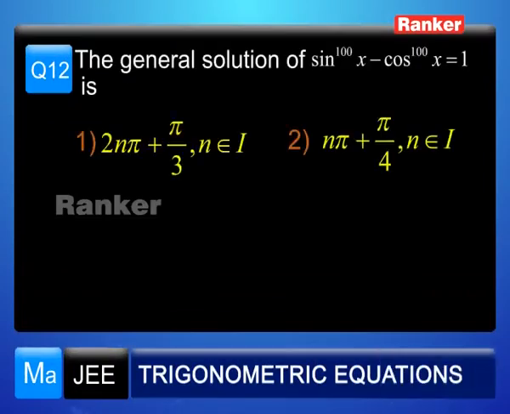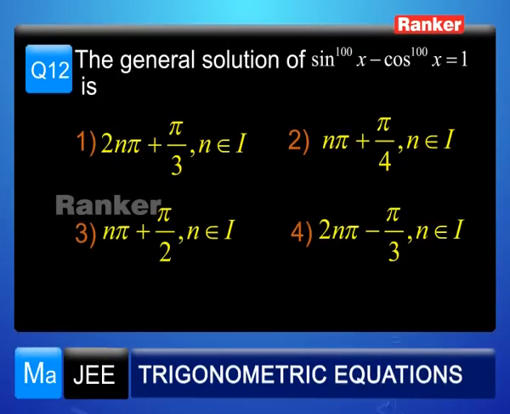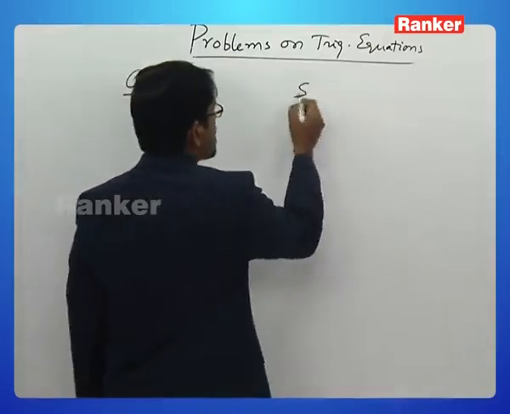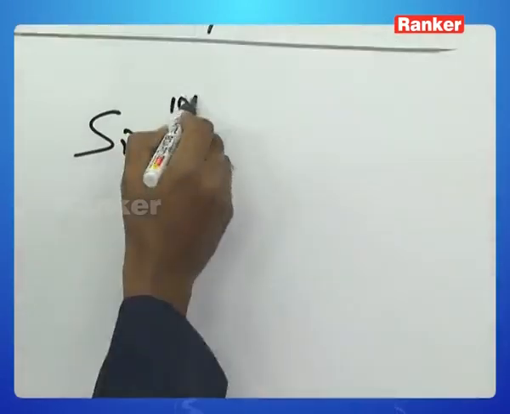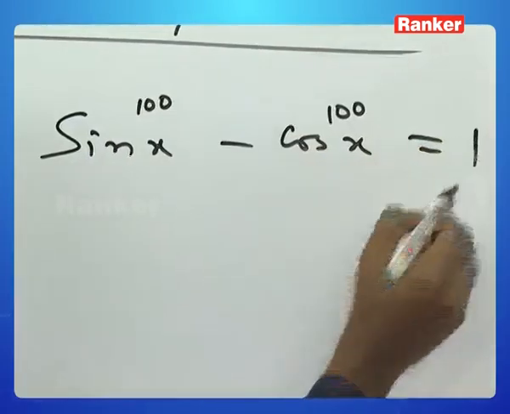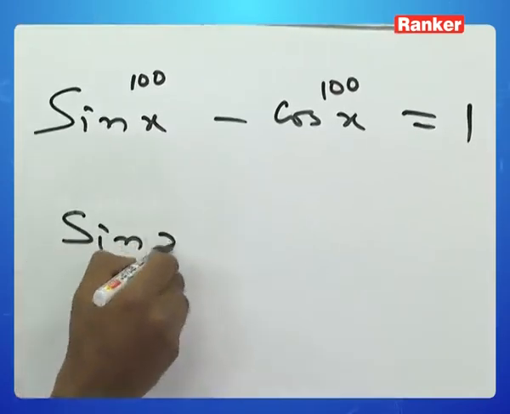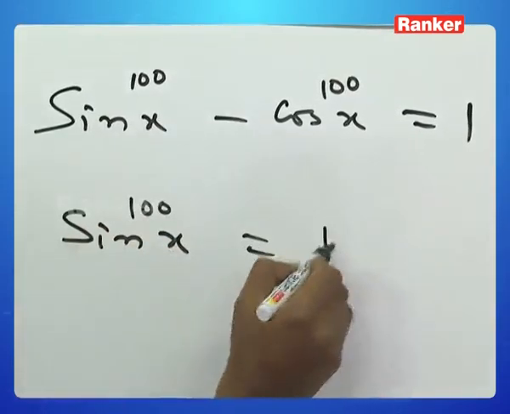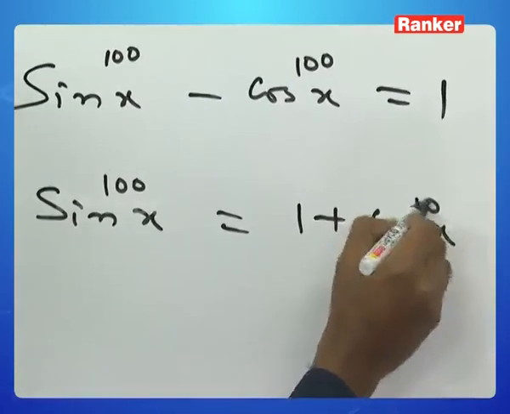The general solution of sin x raised to the power 100 minus cos x raised to the power 100 equal to 1 is: first option 2n pi plus pi by 3, n any integer, second option n pi plus pi by 4, n any integer, third option n pi plus pi by 2, n any integer, fourth option 2n pi minus pi by 3, n any integer. Now what is the equation? Sin x raised to the power 100 minus cos x raised to the power 100 is equal to 1. We will rewrite this equation as sin x raised to the power 100 is equal to 1 plus cos x raised to the power 100.